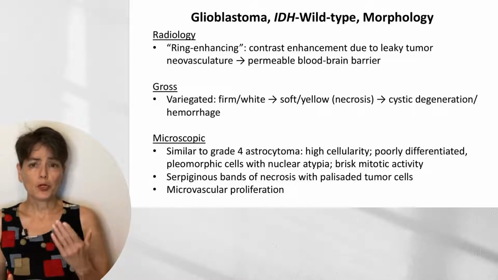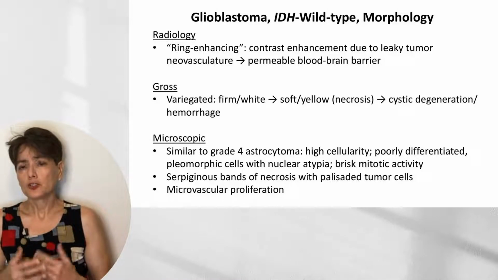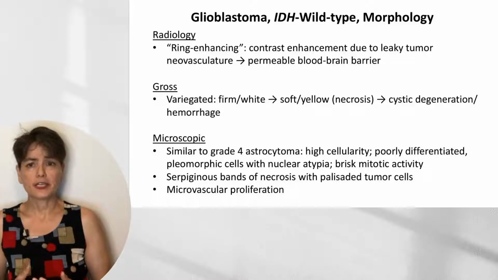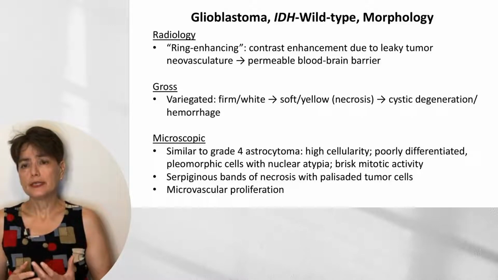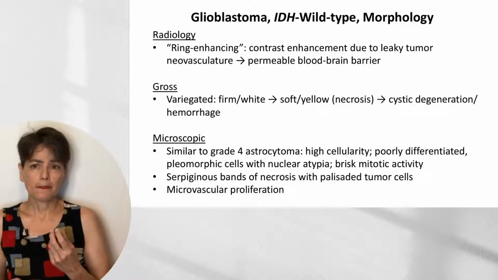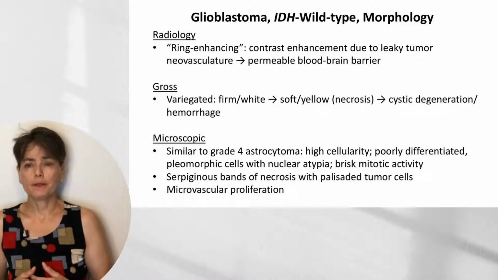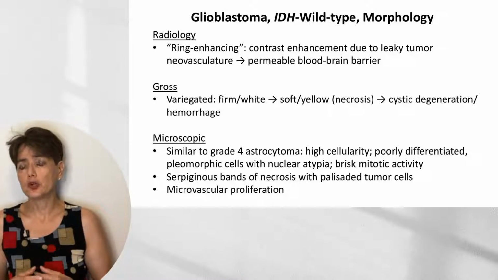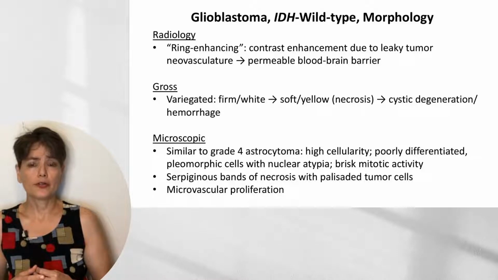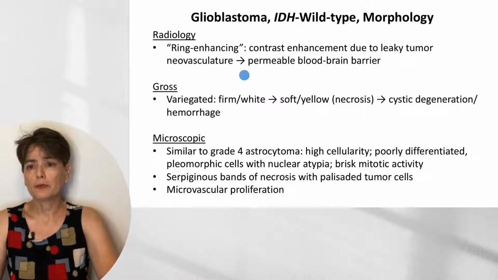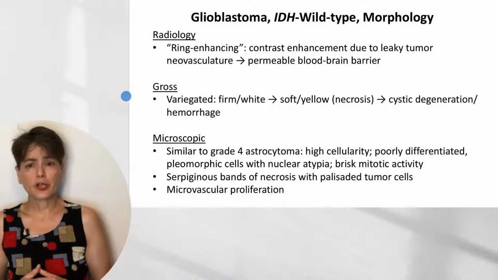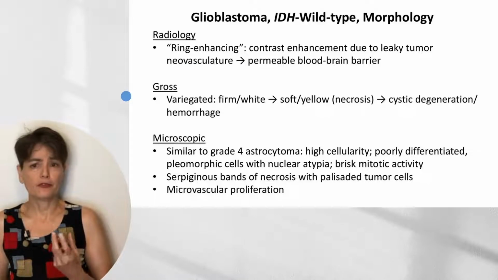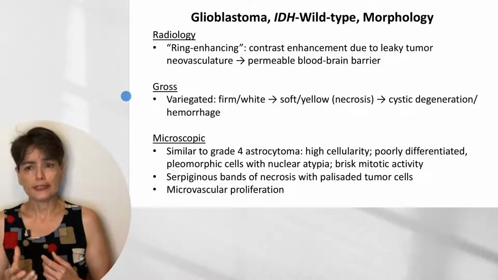So morphologically, I'm going to go over the radiology, gross, and microscopic. Radiologically, what we will see is the characteristic ring-enhancing lesion. When you give IV contrast to a patient, we're going to see enhancement at the periphery of the tumor due to the leaky tumor neovasculature, which is something I also covered in the Hallmarks of Cancer videos. This leads to a permeable blood-brain barrier and will have that ring around the tumor, and I'll show you an image in a moment. The gross appearance of a glioblastoma is heterogeneous. There will be areas that are firm and white, other areas that are soft and yellow due to necrosis.